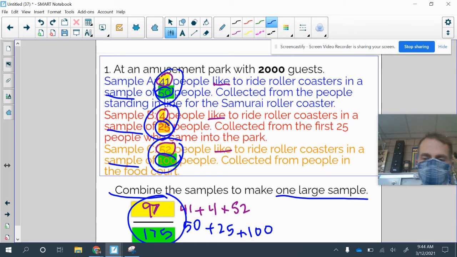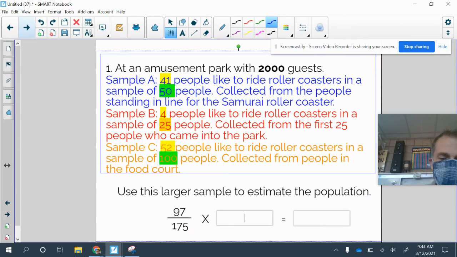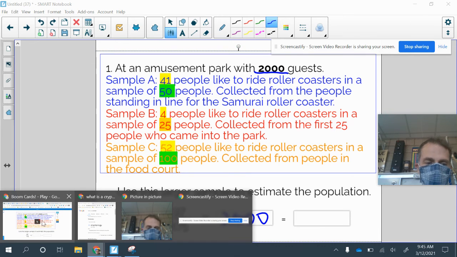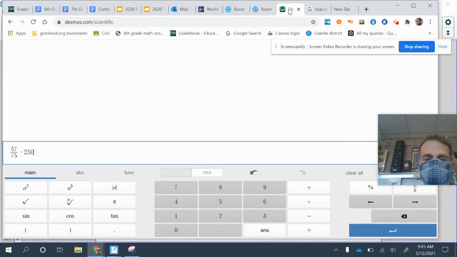Now we're going to use that information, 97 out of 175, to estimate the population. So now you look at how many guests there were, 2,000 guests. That goes here. And you're going to multiply that 97 over 175 times 2,000. We're going to do that with Desmos Scientific.